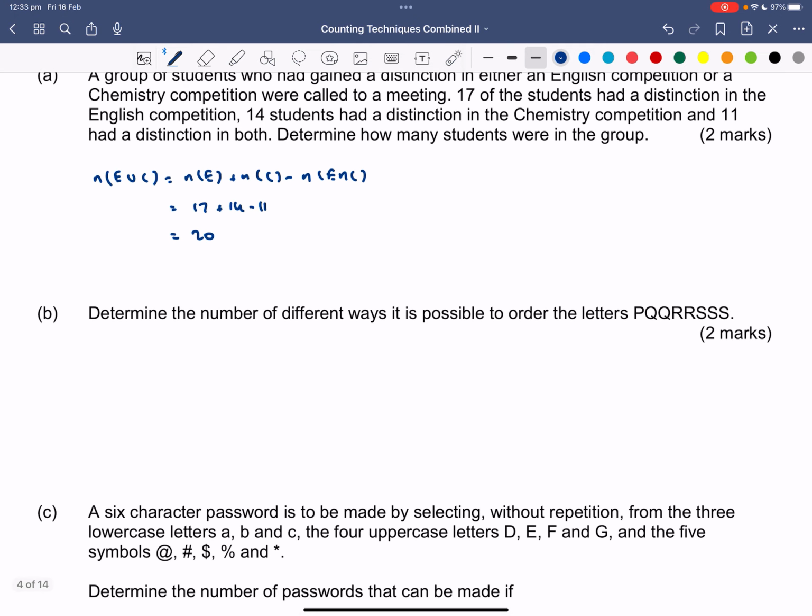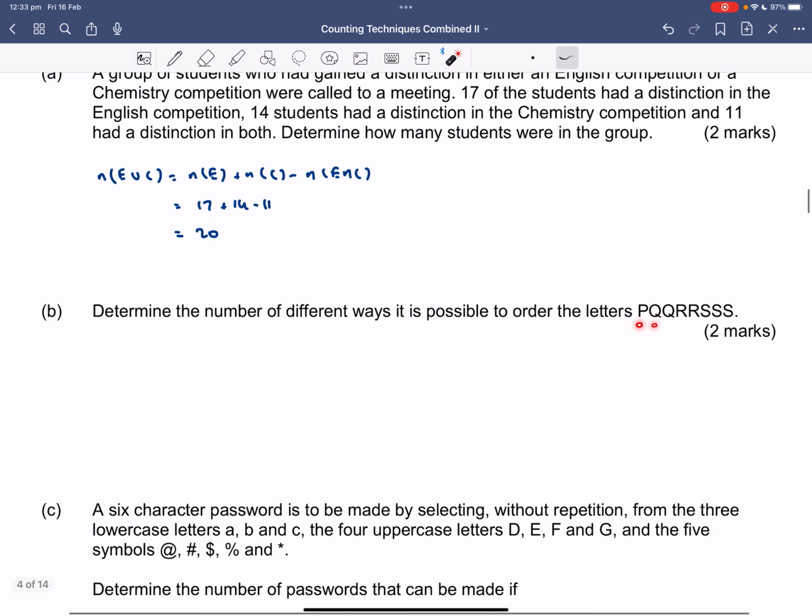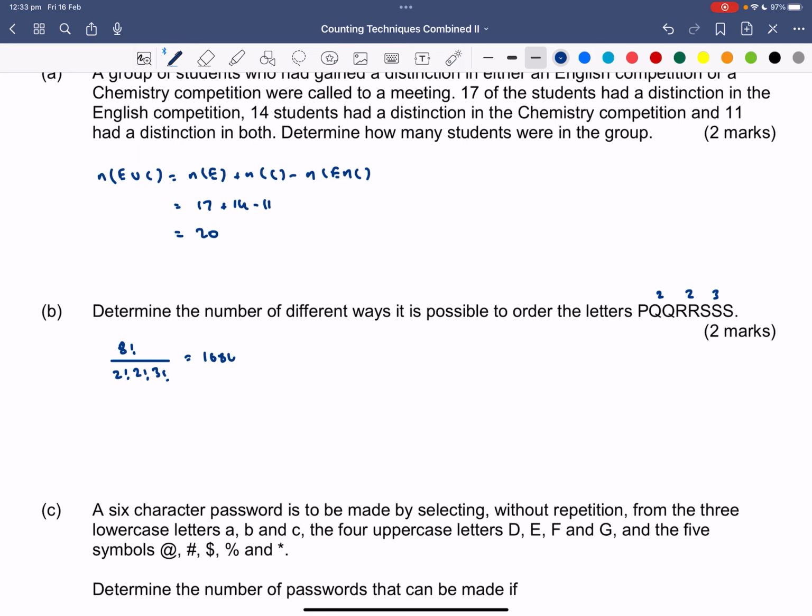Determine the number of different ways it is possible to order these letters. That's so easy, guys. This is basically like rearrange the letters in the word fast, like I've done before. So 1, 2, 3, 4, 5, 6, 7, 8. So 8 factorial, except we have heaps of double ups. We have 2 Q's, 2 R's, and 3 S's. So we have to divide by 2 factorial for the Q's doubling up, 2 factorial for the R's doubling up, and 3 factorial for the S's tripling up or repeating itself. And that gives you 1680.